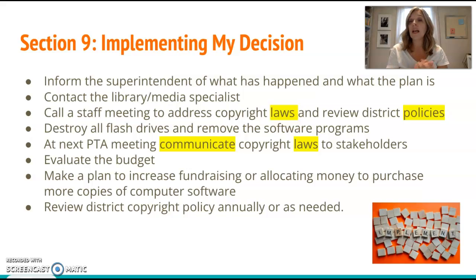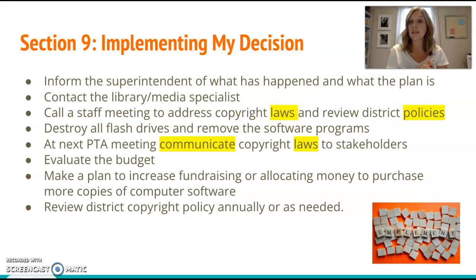And then after that is all done and completed, I would set a meeting up with the PTA president, and we would go over the same thing that was addressed in the staff meeting. We would address what the copyright laws are, the weight it falls on the district if those laws are broken, and review all district policies with them. I would review that with the PTA president first, and then we would communicate that to all the community stakeholders that are involved in the PTA meeting as well, and make sure that we're all on the same page about what copyright laws are and why it's important that we not break them.